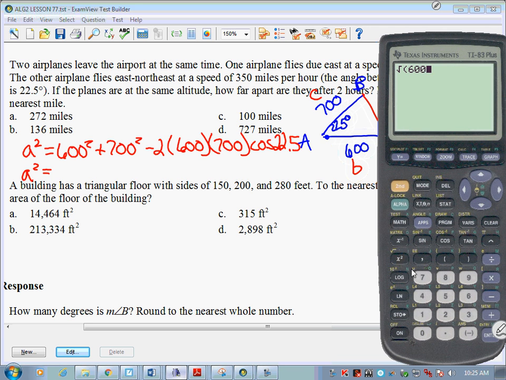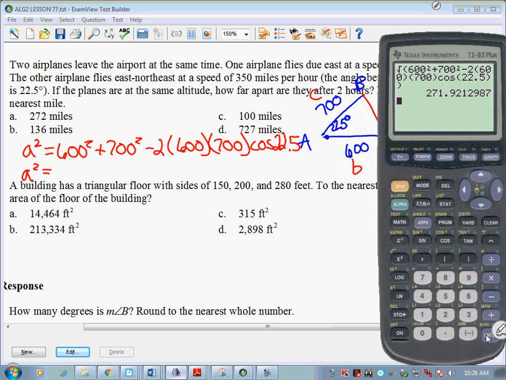So 600 squared plus 700 squared minus 2 times 600 times 700. I'm going to check my mode here real quick. Good. Times 700 cosine 22.5. I'm going to close that parentheses, and I'm going to close the main parentheses set. We're going to hit enter.